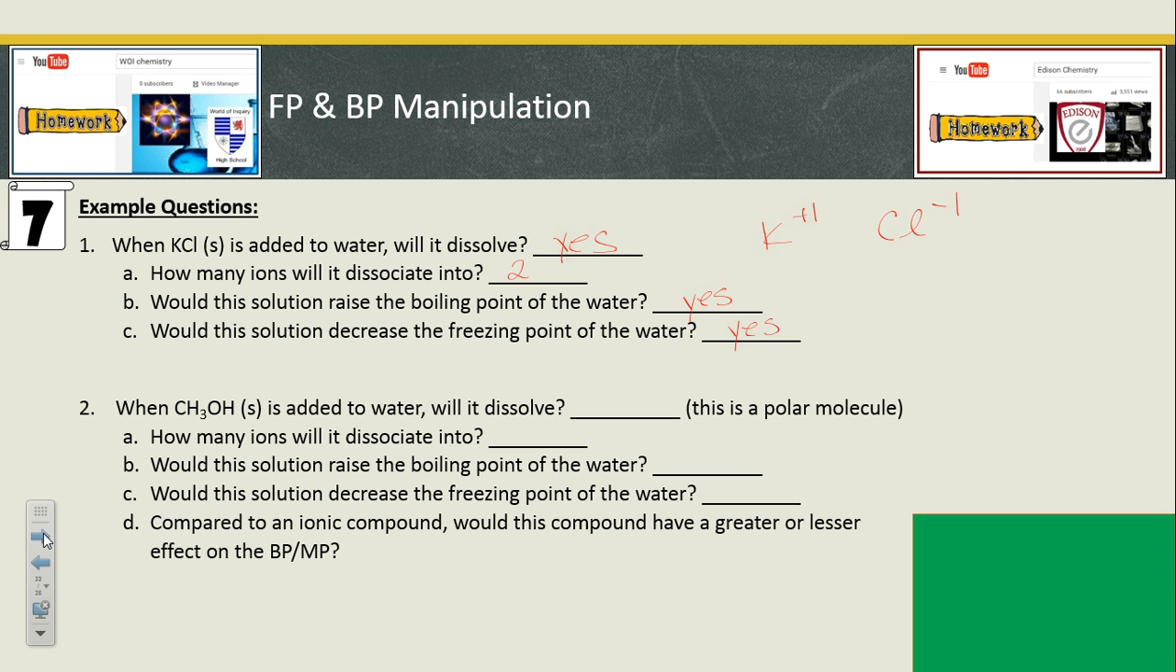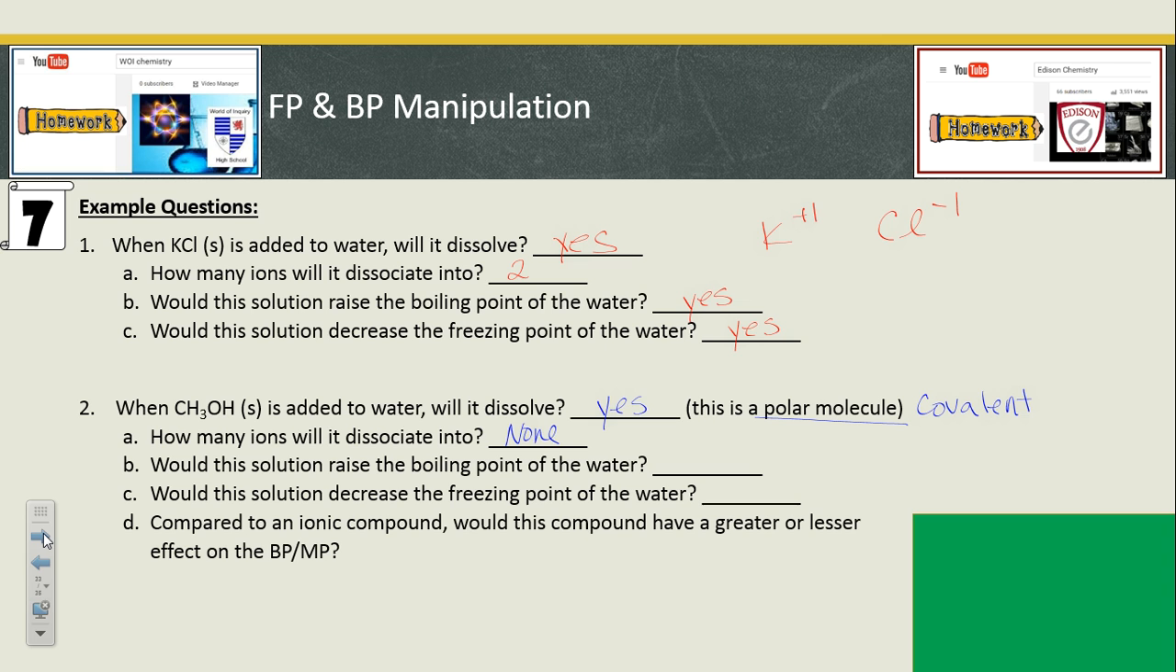CH3OH, that is methanol. It's added to water. Will it dissolve? Yes, it will, because both water and methanol are polar. See, it says this is a polar molecule. It will dissolve in the water. How many ions will it dissociate into? None. It's covalent. So it is not going to have an ionic effect.